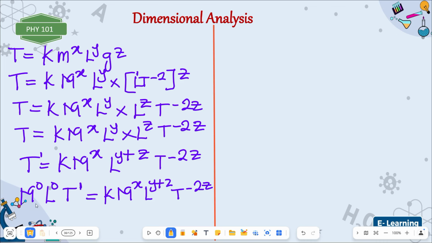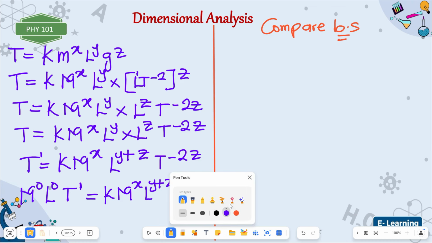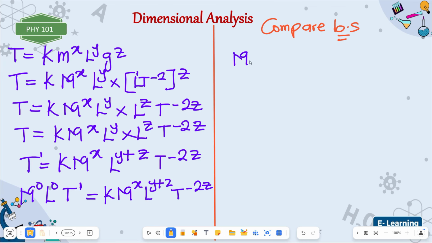Now, at this point in time, what are you doing? You compare both sides. Compare M and M. So come here and write: compare both sides. All right? So if you compare both sides, M here is what? 0. Let's compare M first. So we have M to the power of 0 is equal to M to the power of X. So this will cancel this. Our X is equal to 0. This is equation 1. Because M and M cancel, you equate the power.